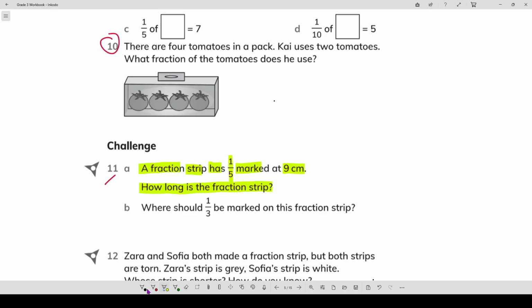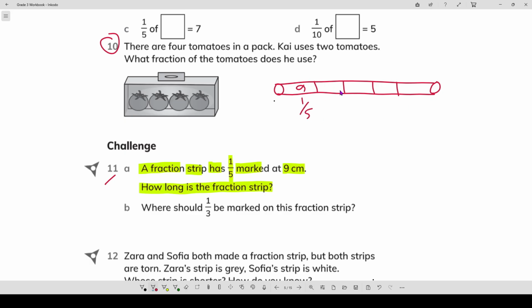What does that mean? Let's consider this is our stripe, and the fraction stripe has a 1/5 mark. So 1, 2, 3, 4, 1, 2, 3, 4, 5. So here is 9. It means 1/5.